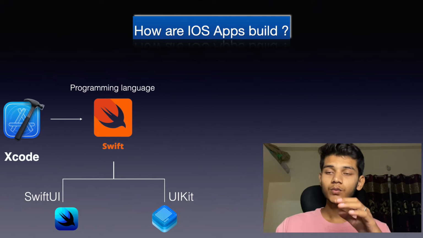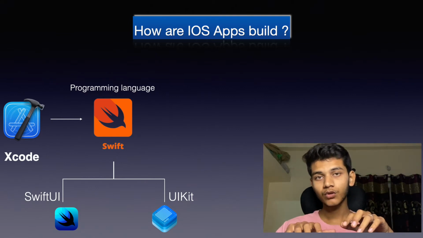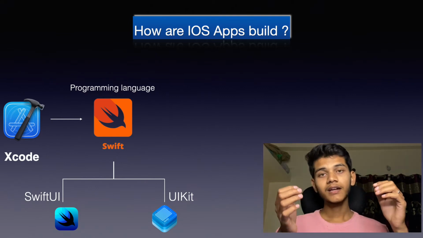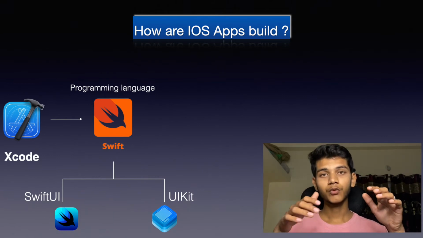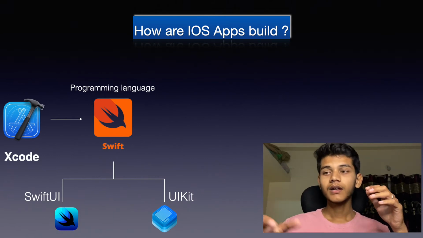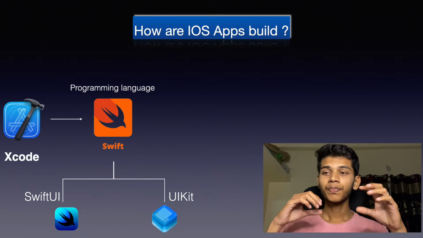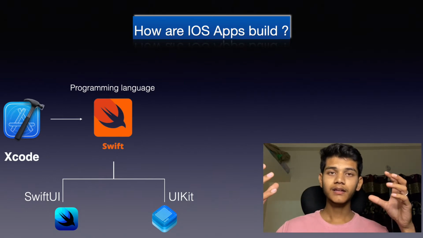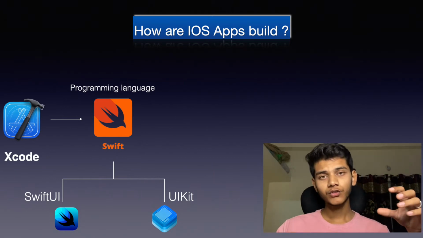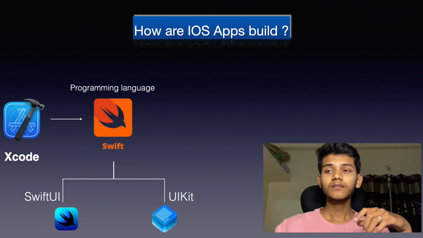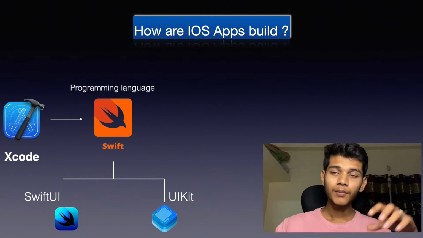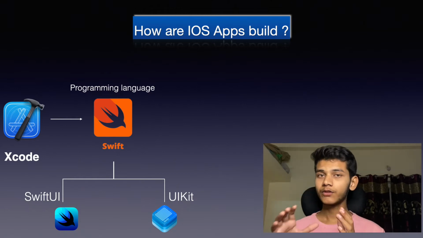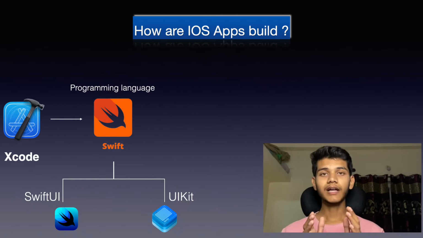So now we know that we need Xcode to write code and make iOS apps, and to write the code we need a programming language called Swift, and we need a framework to make an actual app, which can be SwiftUI or UIKit. Now, coming on to the next step, you have made your app. Now you need to publish that app onto the App Store.